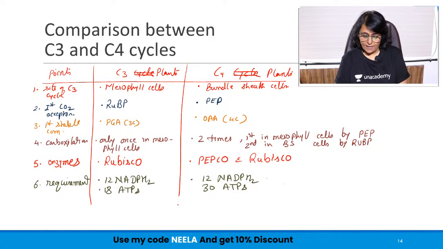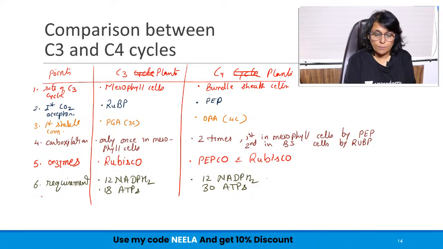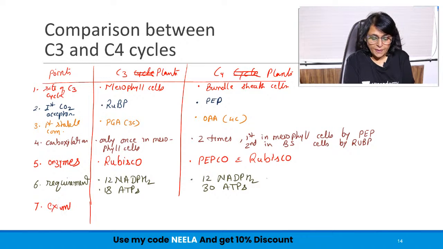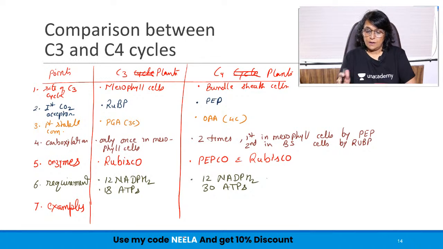Alright, so we have compared C3 and C4 plants, and now let us talk only about the examples. So can you give me the examples of C3 plants and C4 plants? Okay, who is giving me the examples of C3 plants and C4 plants? I would need at least 3 examples of each category. You can give me any one first. You can give me the example of C4 first or C3, but write down whether you're giving the example for C4 or C3 plants.